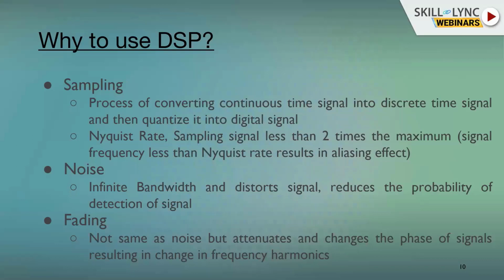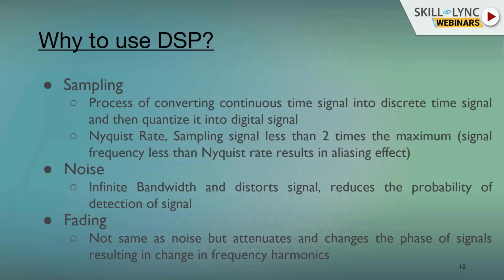Okay. So what is noise? Noise is basically an infinite bandwidth signal, and it distorts and reduces the probability of detection of signals. When we talk about noise in DSP, it has a very infinite bandwidth, and it's not correlated at all. There is no correlation between one point and another point in noise. And the second thing is that noise can distort a signal, it can attenuate it, or it can also add harmonics to your signals.